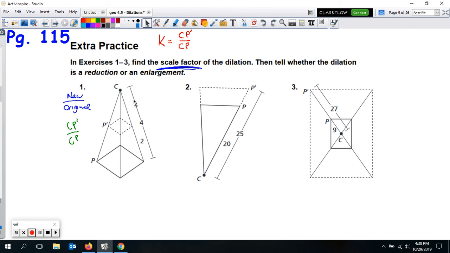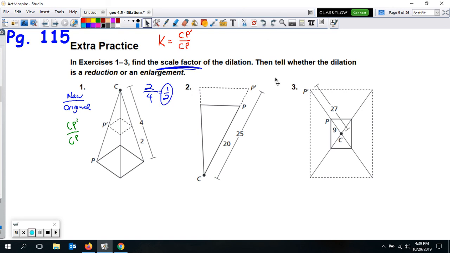Same idea. So if we look at this first one, number 1, we're going to go C to P prime. That's this part right here. So we want to see, okay, well what is that? We don't see what that is. We see what this is here. We see the whole thing is 4. So that means if this is 2 and this whole thing is 4, then this is also 2 as well. So it's going to be 2 for that. And then for this C to P, it's 4. So it is going to be 2/4. So our C to P prime is just 2. And C to P is 4. The entire thing's 4. And so we reduce that, and our scale factor is 1/2.